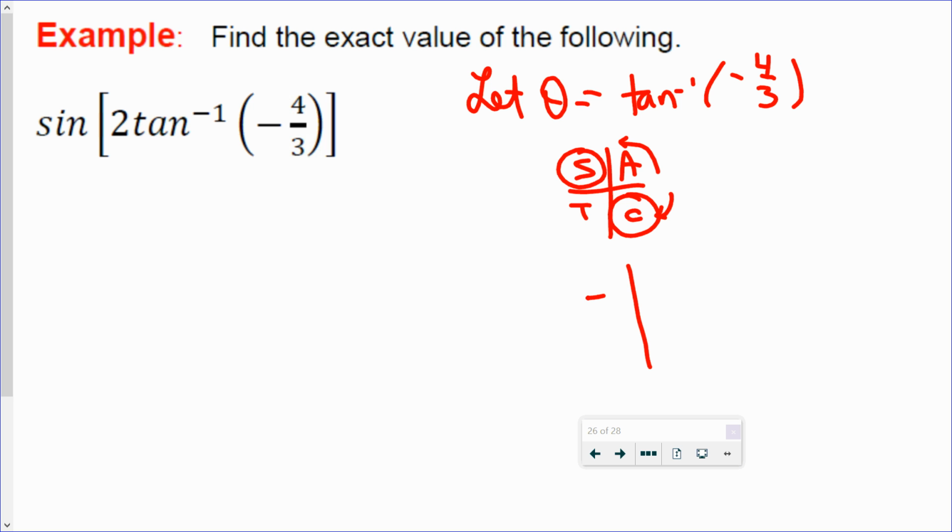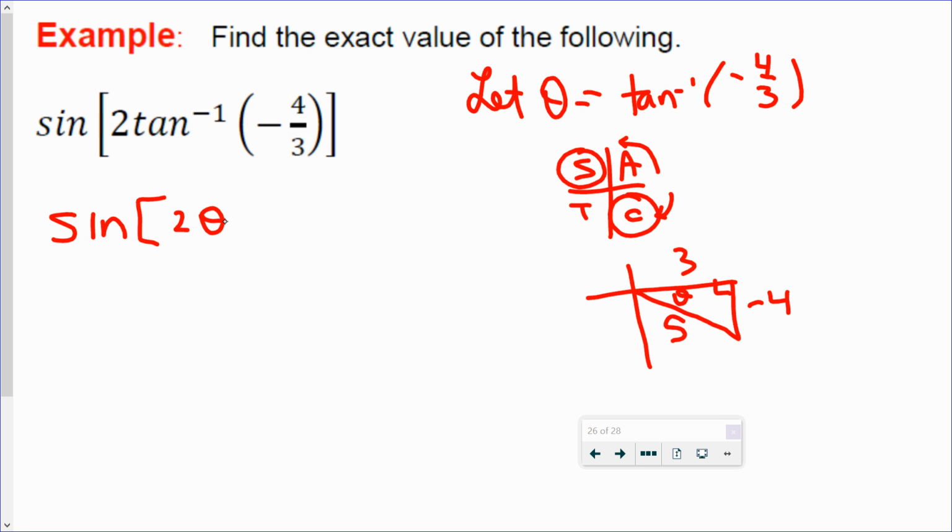So let's draw our angle in quadrant number 4. Now I know that tangent is opposite over adjacent. So opposite over adjacent. I recognize that as a Pythagorean triplet, 3, 4, 5. Hypotenuse is always positive. Okay, so what I'm going to do over here is I'm going to do sine of 2 theta, because it was 2 times the tan inverse of that.